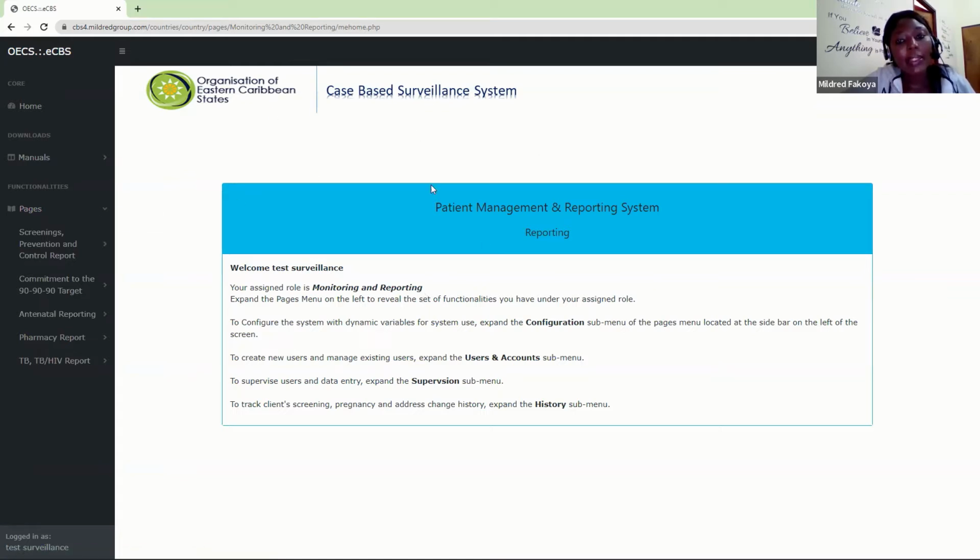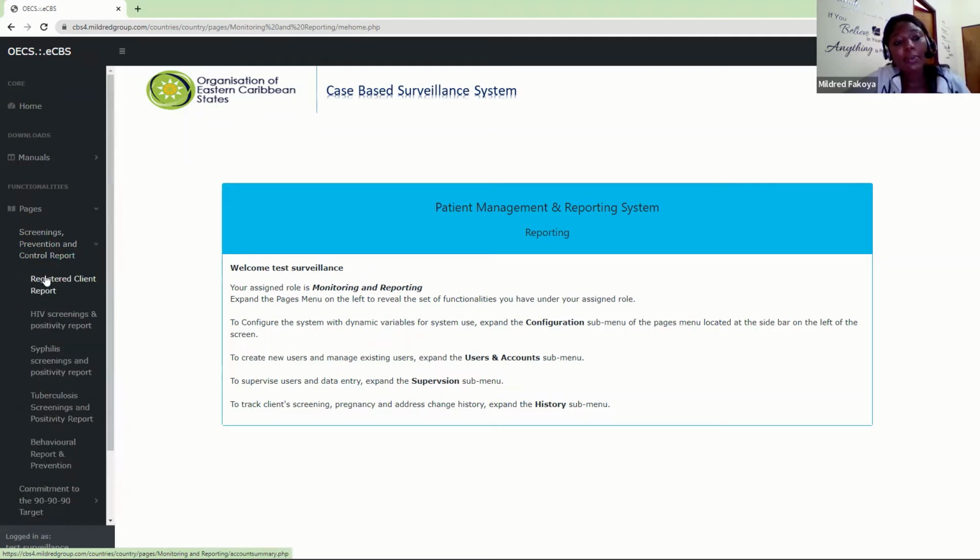When you log in as a surveillance officer, you will see the pages menu on the left of the page. When you expand this menu, you will see some submenus. Screenings, prevention, and control submenu holds reports of registered clients, reports of HIV screenings and positivities, reports of syphilis screenings and positivity, and reports of tuberculosis screenings and positivity. And then it also gives you a disaggregation by risk behaviors and key population. So this is what we're going to look at today.